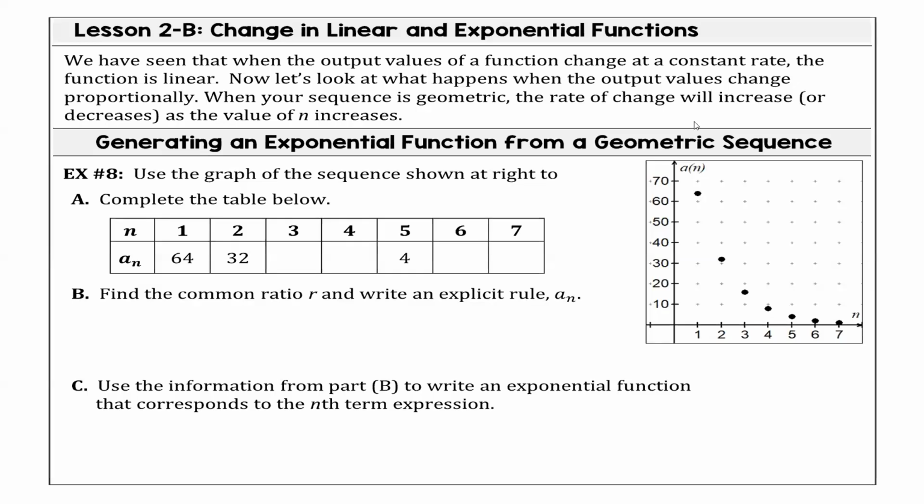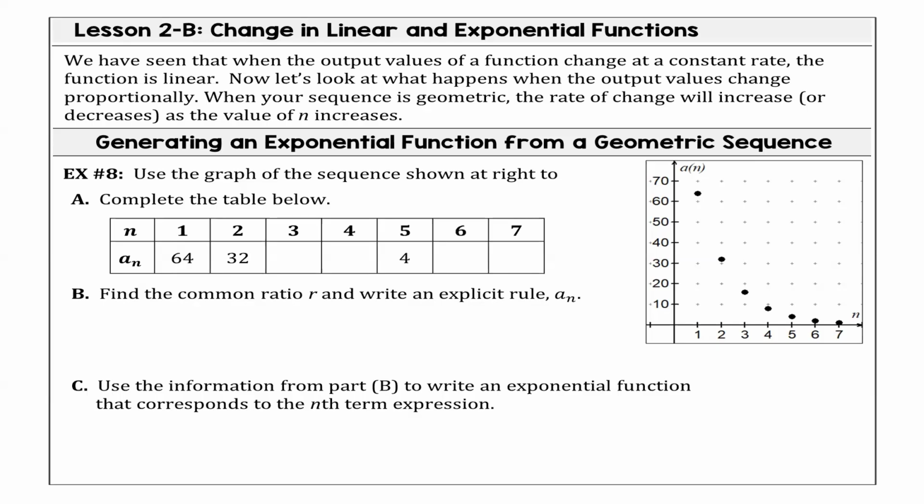All right, so now we're going to be talking about changing an exponential function. So we've seen how to compute a constant rate with linear functions. Now we're going to see what happens when our output value changes proportionally. Changing proportionally means that I am multiplying by the same rate or same factor every single time, right?